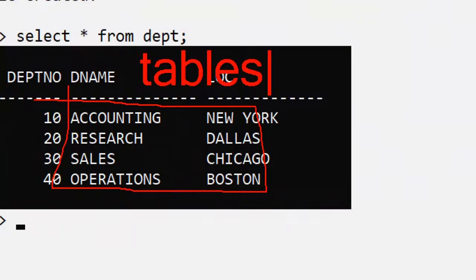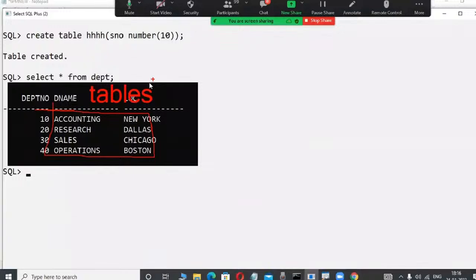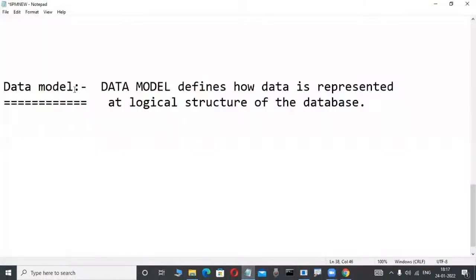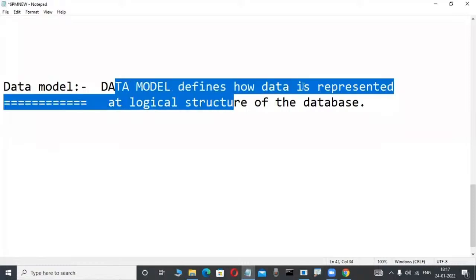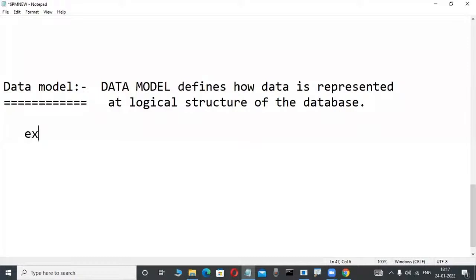In those days we had different software, IDMS and IMS, these types of software. But nowadays, observe here, a data model is nothing but how data is represented in the logical structure of the database. Now concentrate here. From 1970 onwards, this data model is there, in the Oracle we are learning next.